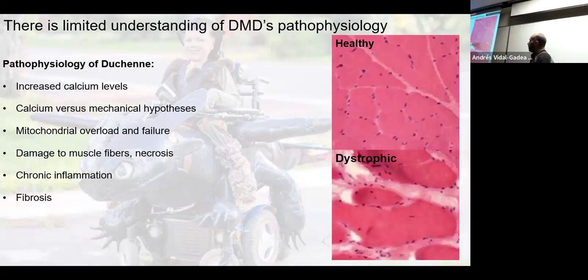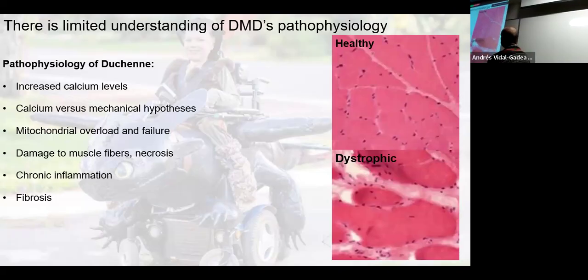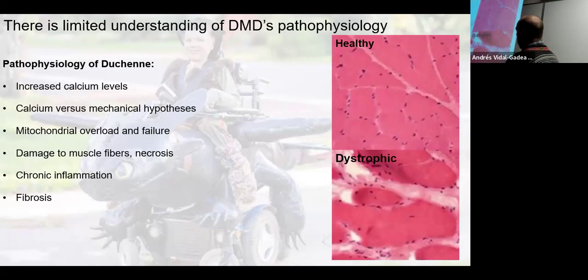Here are some pictures of a healthy cross-section of human muscle. You can see the different fibers, and here is dystrophic muscle, where you can see that there is an absence of tissue there.